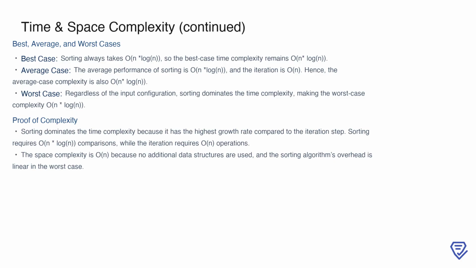The space complexity, on the other hand, is O(n) across all cases, as it depends only on the input size and the sorting algorithm's overhead, which is linear in the worst case. This analysis confirms that sorting is the primary contributor to the time complexity, while the overall space complexity remains optimal at O(n).